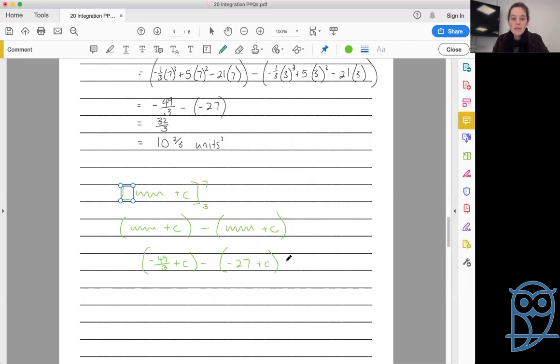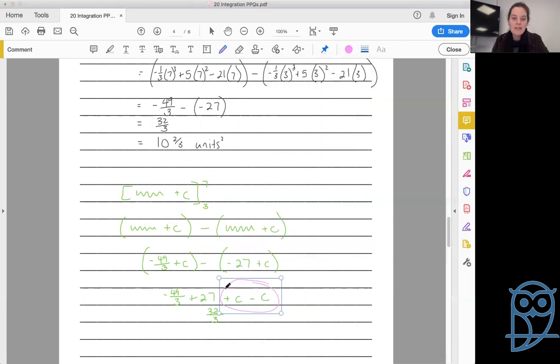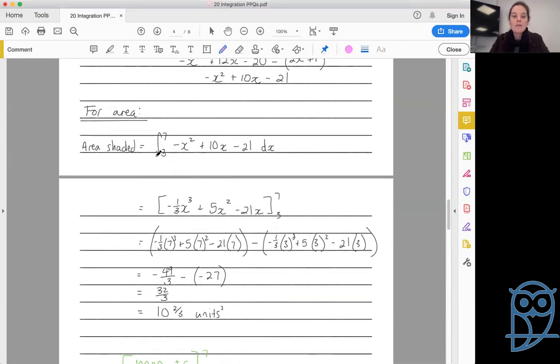Right, so then if we simplify this, we have minus 49 over 3 plus 27 plus C minus C, which is 32 over 3. So whenever we're working with limits, we have that same situation. If we put in a plus C, we end up with plus C minus C, and they disappear completely. So when we're doing definite integration, working with limits, we integrate to our square brackets with our limits, and we don't have to worry about the plus C.